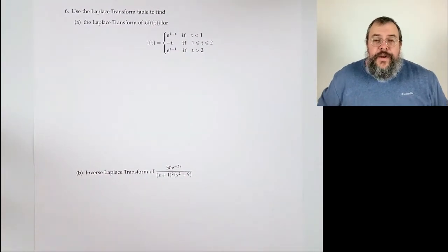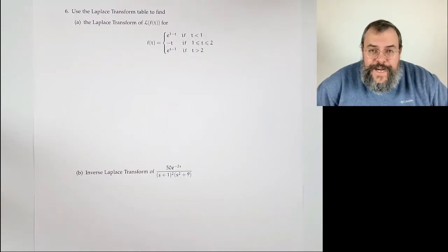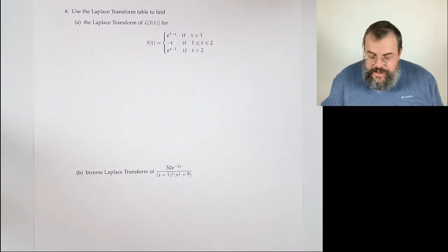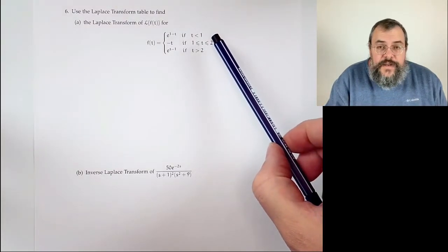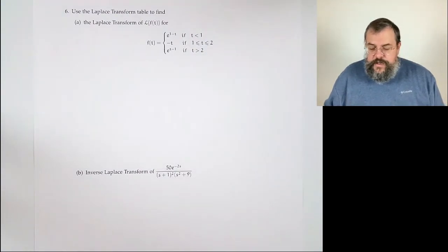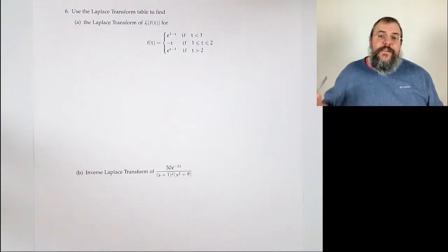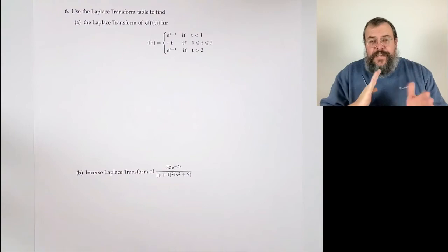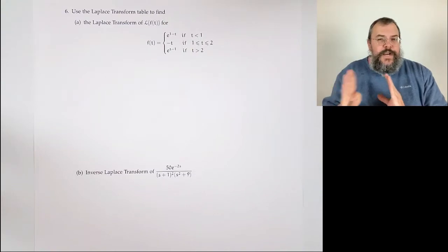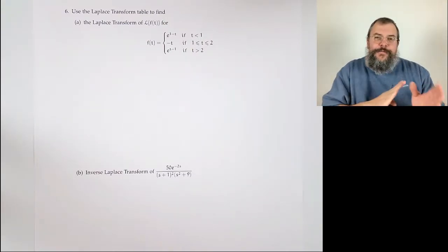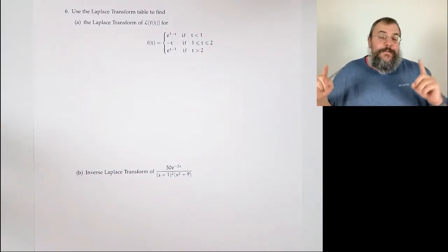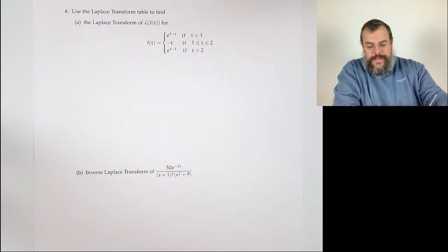Number 6. Use the Laplace transform table to find the Laplace transform of the following function. So it's a piecewise function: e to the 1 minus t if we're below 1, minus t if we're between 1 and 2, and t minus 1 if we're above 2. Now, I will point out there's a small technicality here that either the person who wrote the problem was not paying a lot of attention to, or they don't care. We'll start the problem, and then we'll say, oh, here's the small technicality. Okay, but here we go.